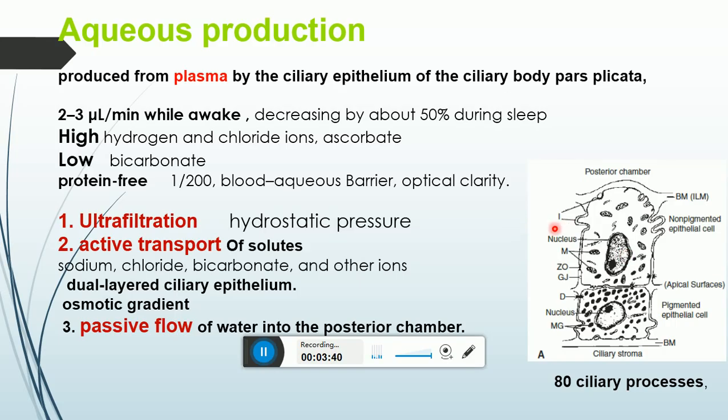The process consists of active and passive transport. First of all, a high protein filtrate passes out of the fenestrated capillaries into the stroma of the ciliary process. This is the stroma. This is known as ultrafiltration.